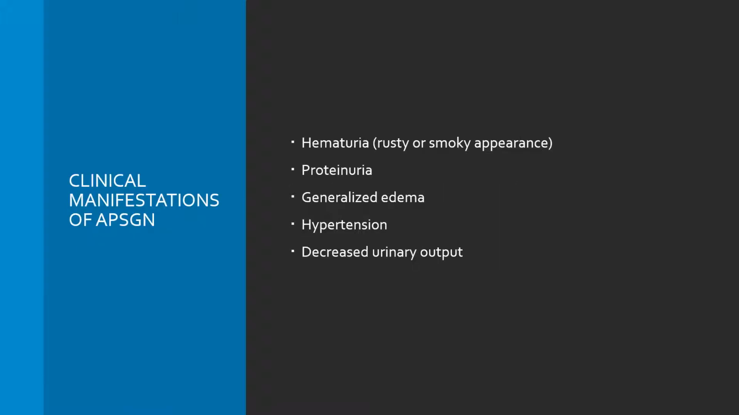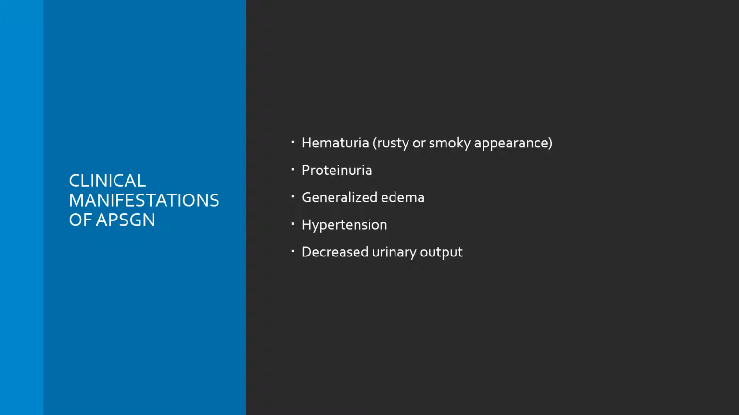Clinical manifestations of acute post-streptococcal glomerulonephritis are the following: hematuria, proteinuria, generalized edema, hypertension, and decreased urinary output. The hematuria and the proteinuria are exhibited because when the glomerulus is functioning normally, it is a semi-permeable membrane, meaning it is very selective of the components that are being filtered. Now, when the glomerulus is inflamed, it allows larger components to filter that normally wouldn't. So this is why you will see the proteinuria and the hematuria.